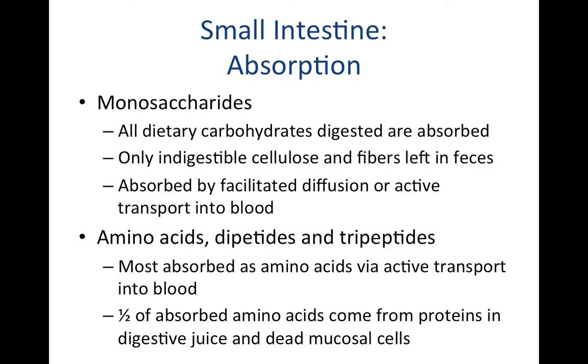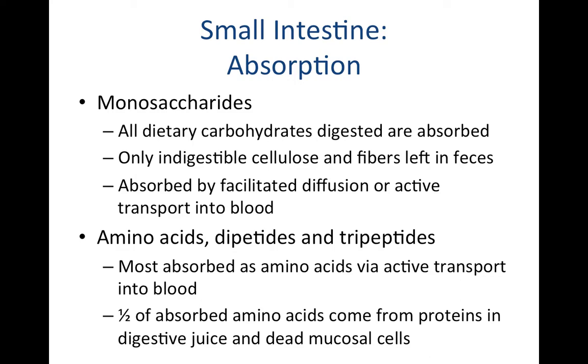For monosaccharides, so these are your smallest, your building blocks of your carbohydrates, all dietary carbohydrates that are digested are absorbed. Your body is very efficient and very good at getting every single possible energy molecule that you could use for fuel, for ATP, later. The only things that your body can't digest and absorb are indigestible cellulose and then some of the fibers in plant matter. And so these are going to be left in the feces. Monosaccharides are going to be absorbed through facilitated diffusion or active transport moving into the blood.